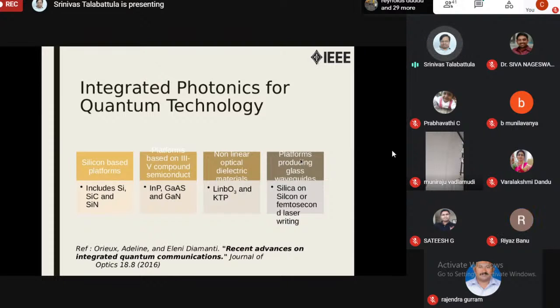Similarly, there are a lot of other new things that are coming up. This is a technological part. When I said platform, it's a technology part. You need to have processing, fabrication, and so on and so forth, which are becoming more important. People are trying to hybridize. On the silicon itself, people are trying to fabricate extra materials on top of that and generate these properties, nonlinear properties, active properties, and so on. They use various techniques like femtosecond laser writing, etc., to create these integrated photonic devices. So if someone is interested, they can see the recent paper in the Journal of Optics, integrated quantum communications.